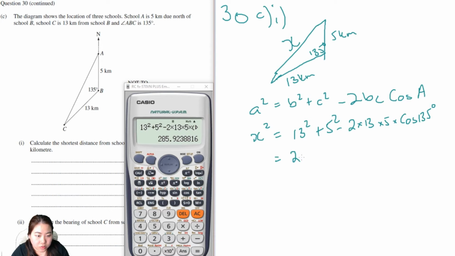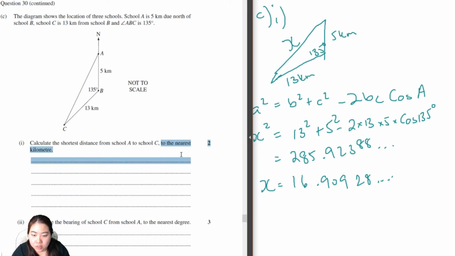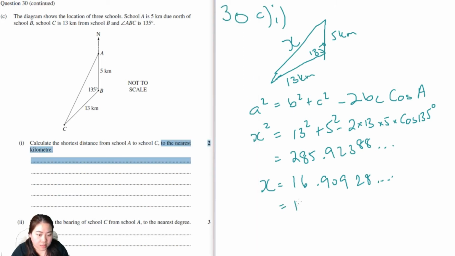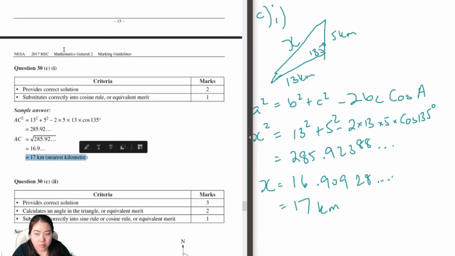Okay, 285.92388... Keep that in your calculator, do not round it, because now we have to square root both sides, which gives 16.90928... Let's see what the question says. To the nearest kilometer, that is 17 kilometers, and that is longer than 13, which is also good. Let's see if it's right. 17 kilometers, excellent.